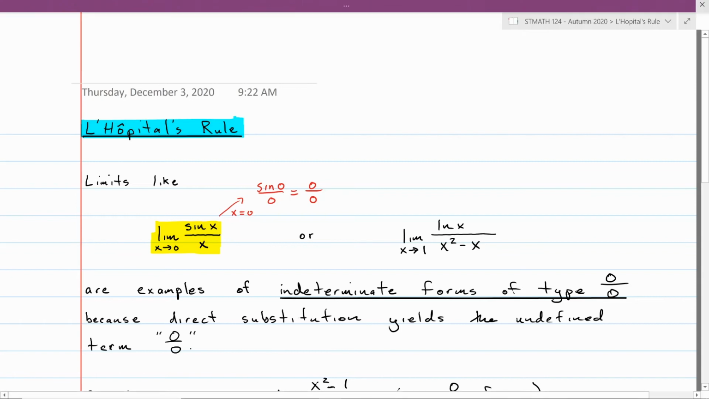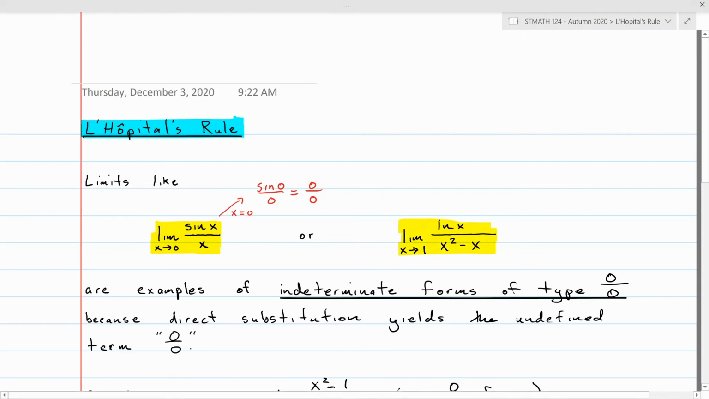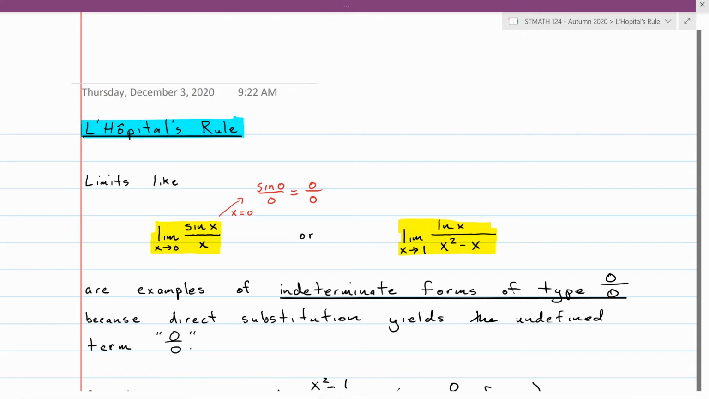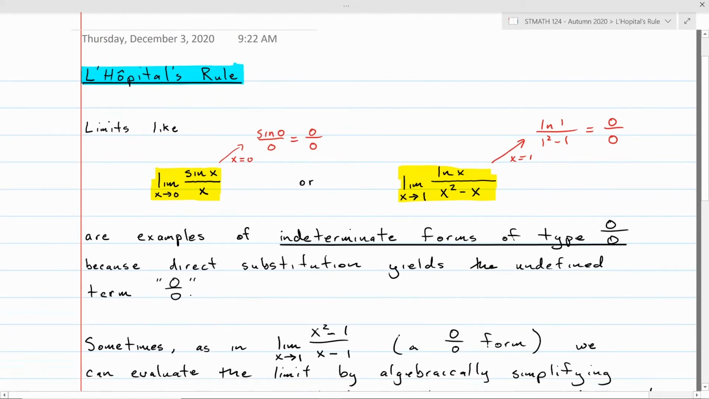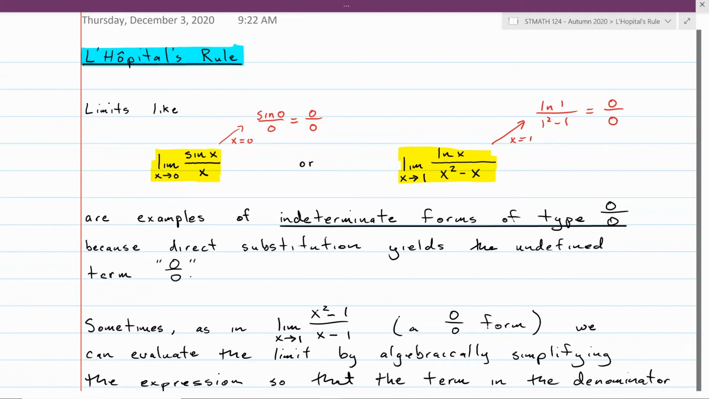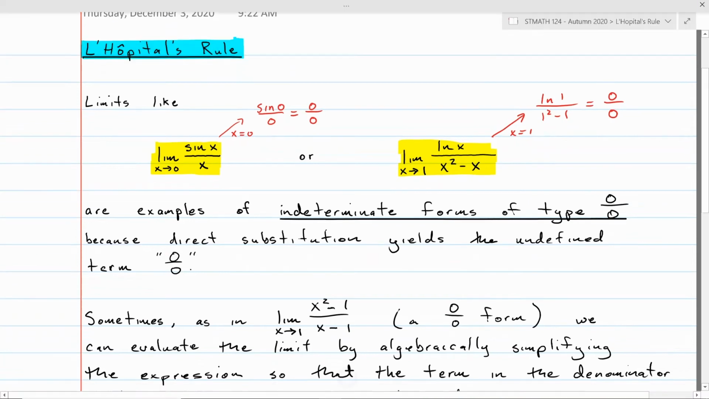The second example here is similar in that when you do direct substitution of x equals 1 in this second limit, you would get natural log of 1 over 1 squared minus 1, which is 0 divided by 0. So it's another example where when you do direct substitution, you get 0 over 0. And it's another example where you're not really going to be able to do any algebraic manipulations to simplify that expression so that maybe you can evaluate the limit. So both of these are examples of what are called indeterminate forms of type 0 divided by 0.